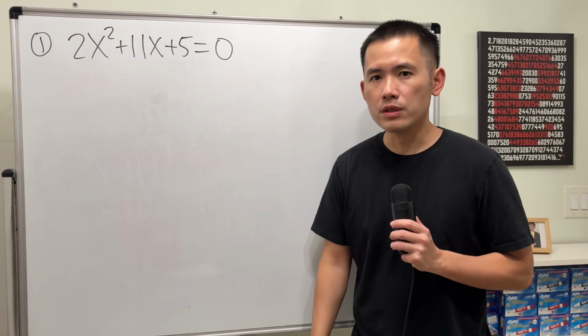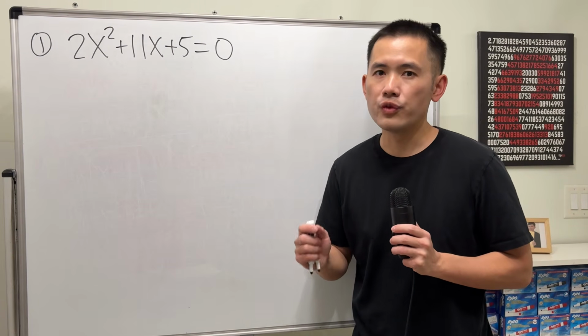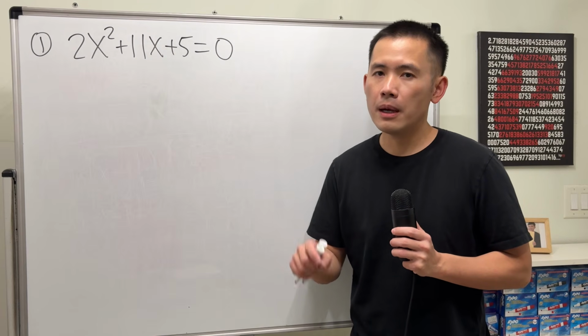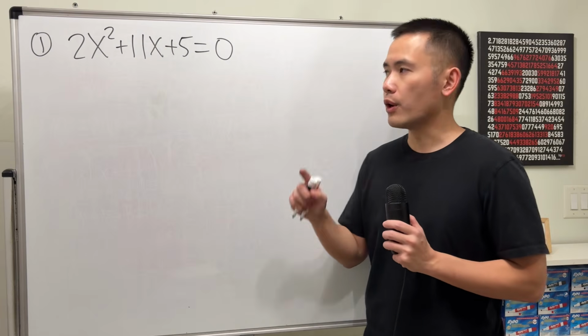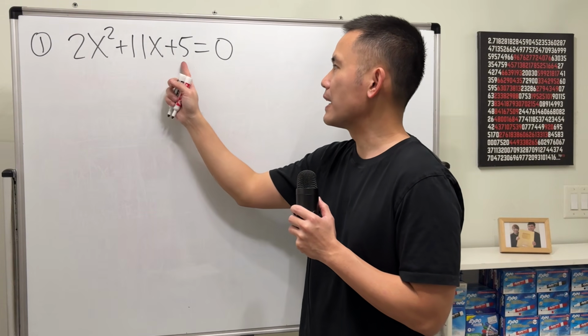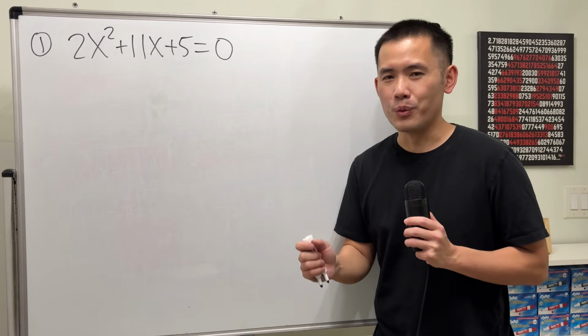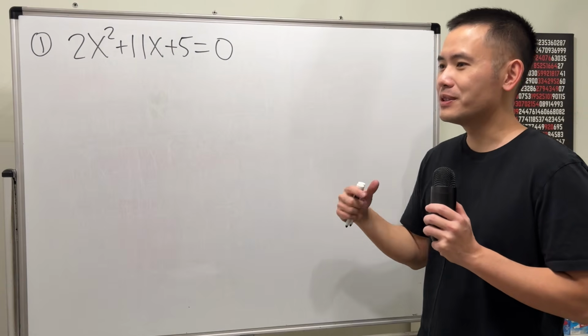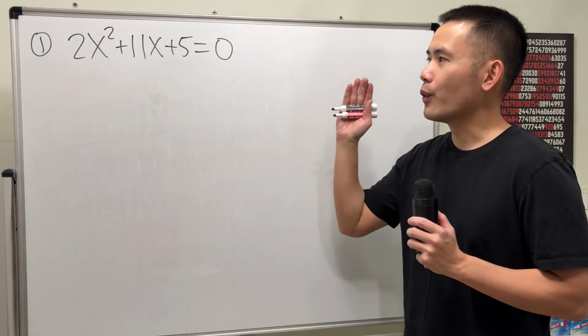In this video, we will solve 3 quadratic equations, and for each one, we'll be using a different method. And the methods are by factoring, the quadratic formula, and also completing the square. So let's have a look at the first one. We have 2x squared plus 11x plus 5 is equal to 0. And yes, you can always use the quadratic formula, but sometimes if you use a good method, the process will be easier. So what should we do for this?